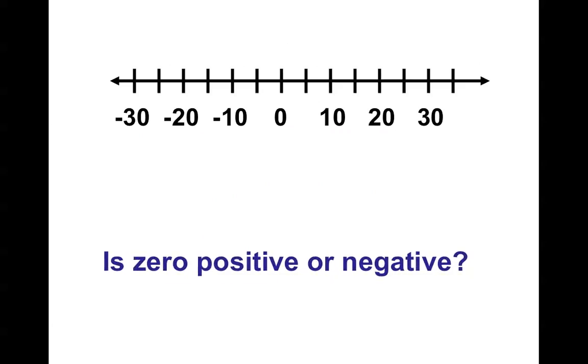The big question that then pops up is, is 0 positive or negative? And the answer is neither, because 0 is the starting point. In order to be positive, you have to go to the right at least one tiny step. And in order to be negative, you have to go to the left at least one tiny step. So 0 is neither positive nor negative.